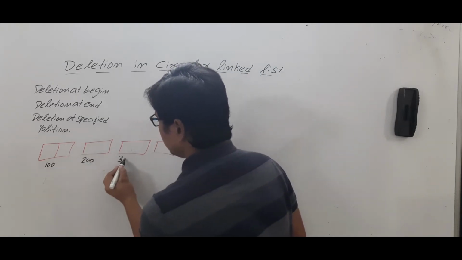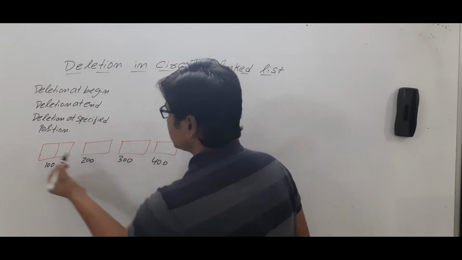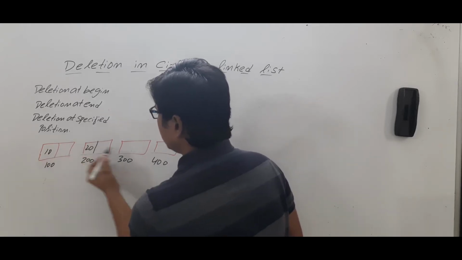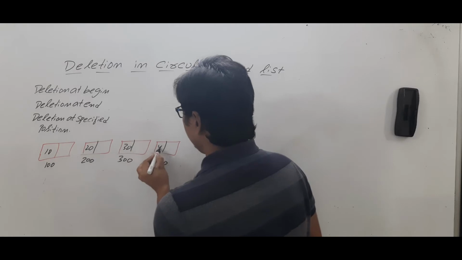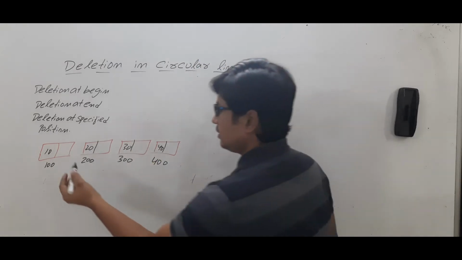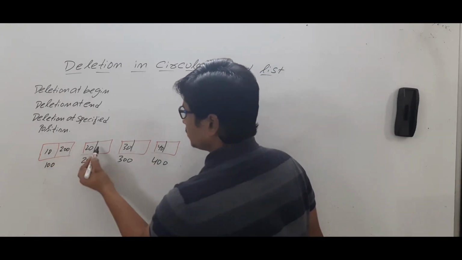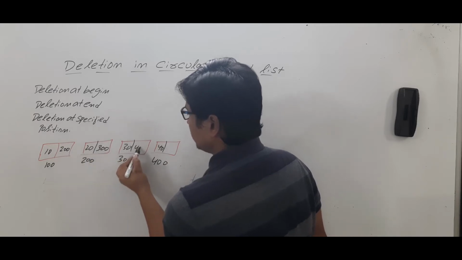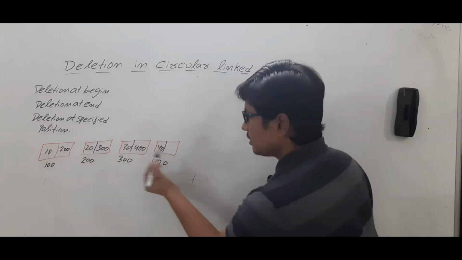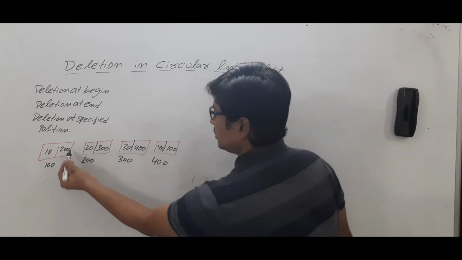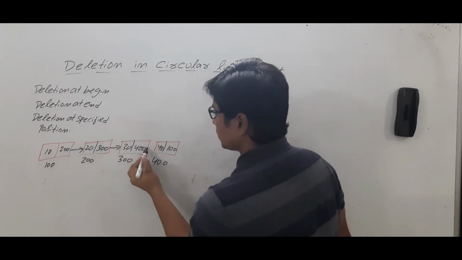Locations 100, 200, 300, 400, with values 10, 20, 30, 40. Each node has the address of the next node: 200, then 300, then 400, and the address of the next node of the last one will be 100, so that it acts as a circular linked list.